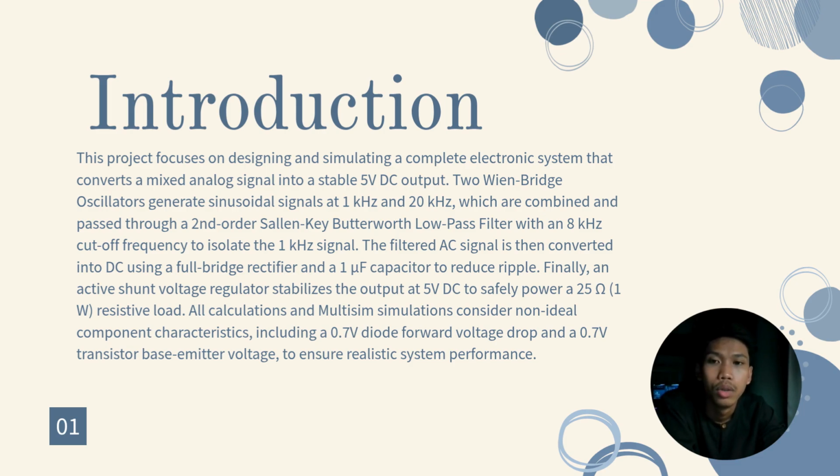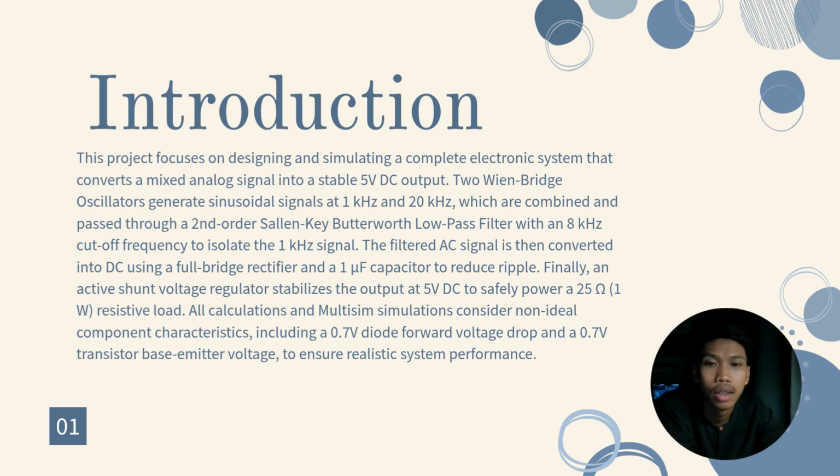Introduction. This project focuses on designing and simulating a complete electronic system that converts a mixed analog signal into a stable 5-volt DC output. Two Wien bridge oscillators generate sinusoidal signals at 1 kHz and 20 kHz, which are combined and passed through a second-order Sallen-Key Butterworth low-pass filter with an 8 kHz cut-off frequency to isolate the 1 kHz signal.